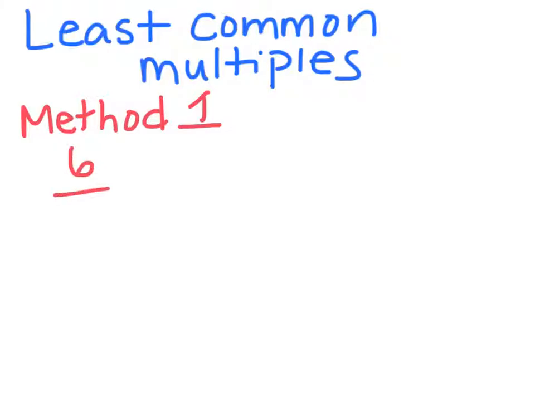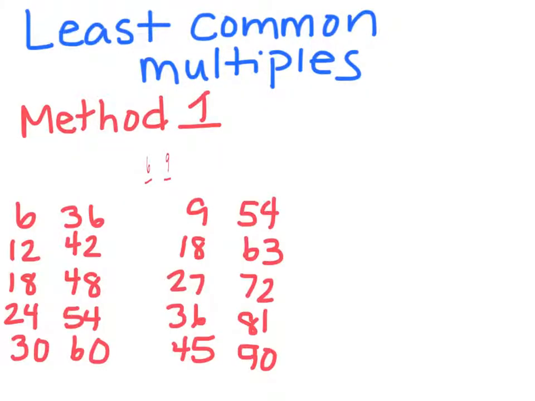We're going to find the least common multiple of 6 and 9. And we'll begin by simply listing the multiples. Hold on just a moment, I'm going to list the first 10 for you. Here are the first 10 multiples of both 6 and 9. Now that we've written these, let's go through and identify the common multiples. Both 6 and 9 have 18.